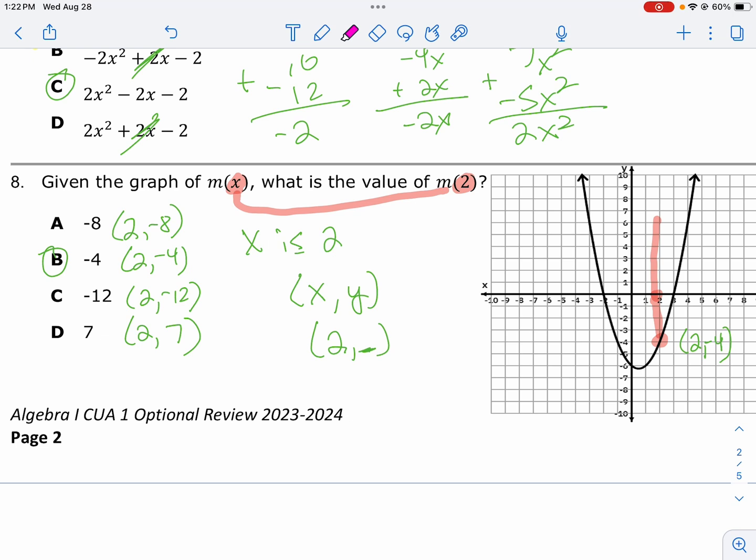So (2, -8) is all the way down here. Do you see that that is not on the picture? This was B. Letter C, (2, -12), is somewhere down here off the picture. And then letter D, (2, 7), is way up here. So none of those other points are touching the parabola, which is that curved shape in the picture. So the answer has to be B.